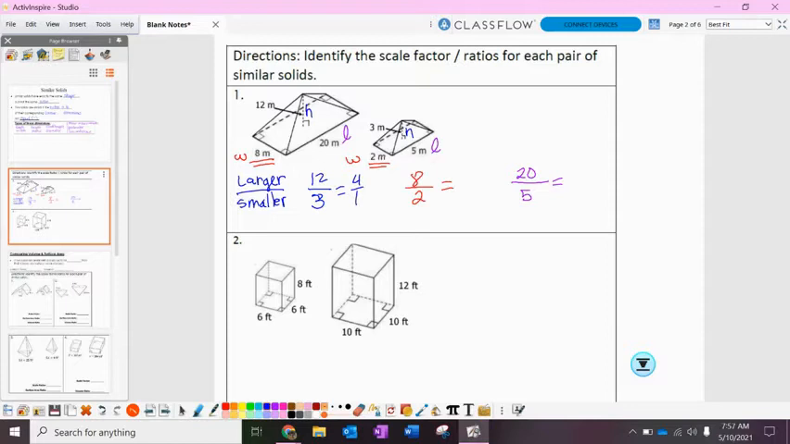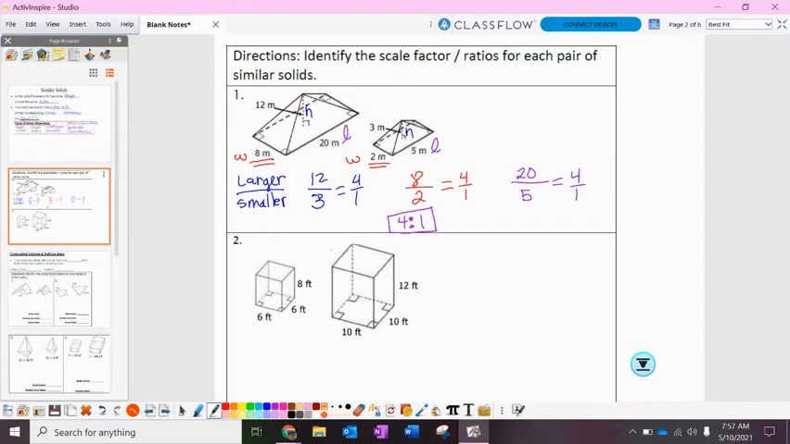2 goes into 8 4 times, that simplifies to 4 over 1. 5 goes into 20 4 times, that simplifies to 4 over 1. So the scale factor is a ratio of 4 to 1. And we can write it as a fraction, but it's also very common to write it with a colon in between. So it's a ratio of 4 to 1. This is obviously the ratio of larger to smaller. We could write it 1 to 4, and then it would be a ratio of smaller to larger.